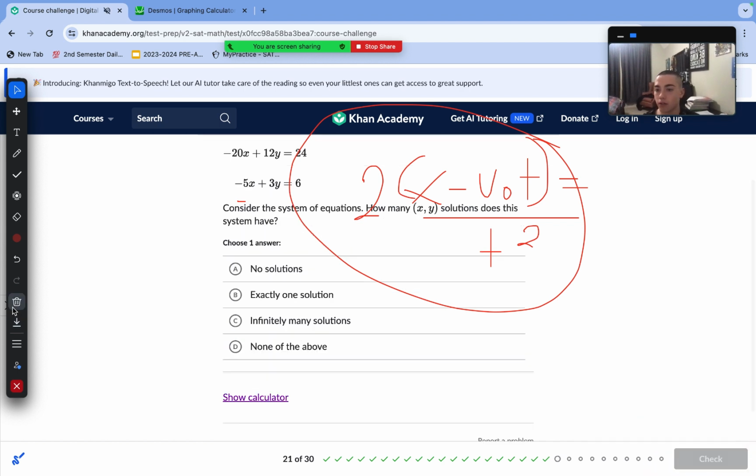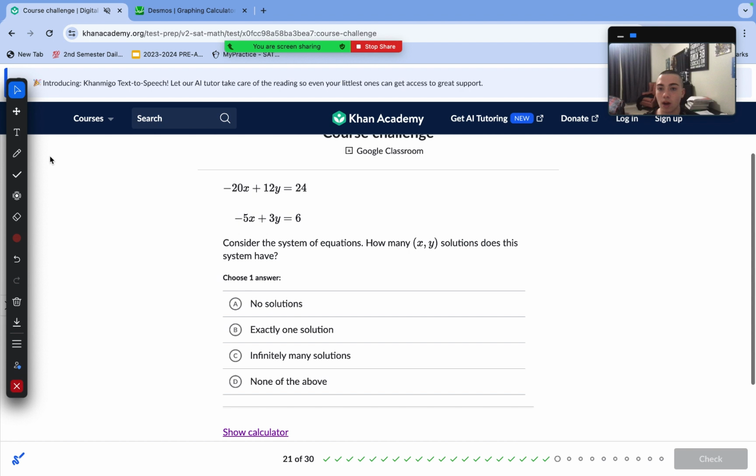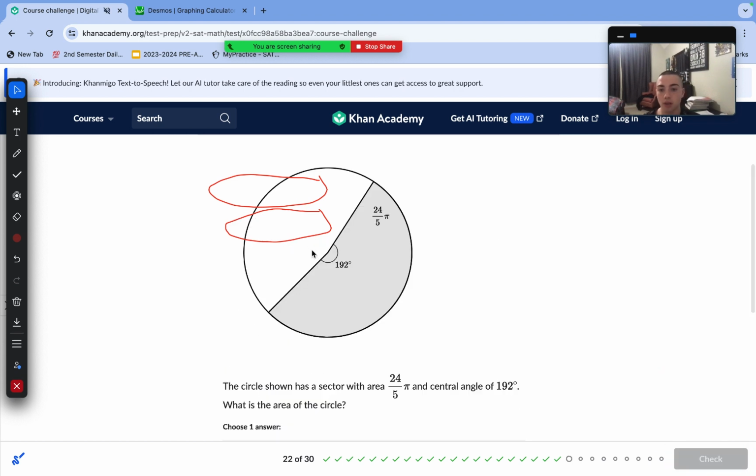On to our next question. We have a system of equations. We can once again just type this into Desmos. However, there is an easier way here. We can notice that if we multiply this equation by 4, we get an exact replica of this equation up here. That means that they are the same line and there are infinitely many solutions.